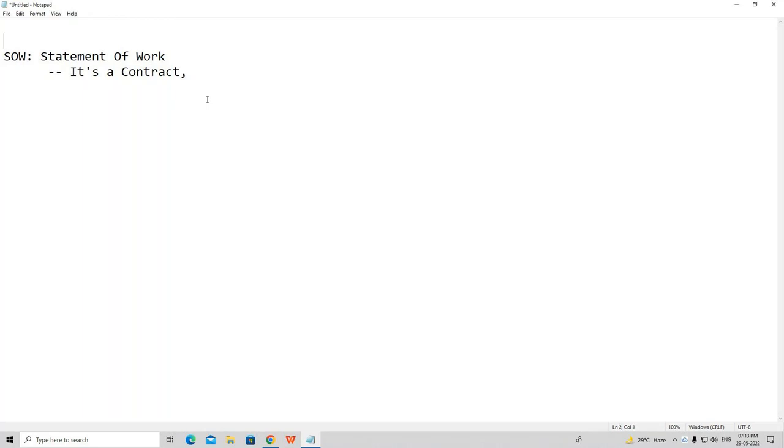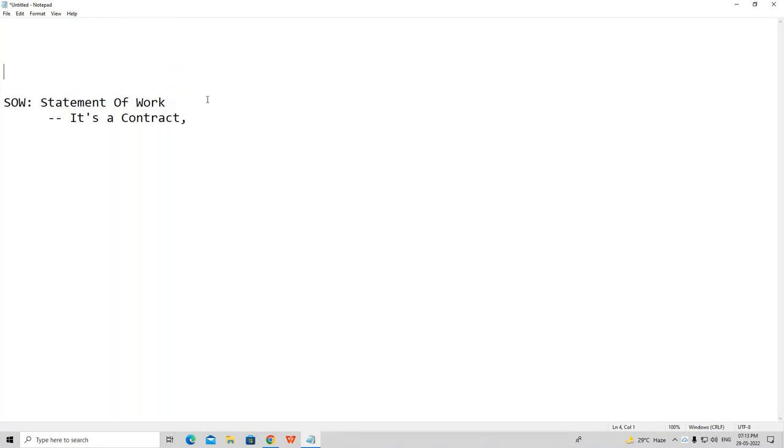Before coming to SOW, you have to talk about FG. FG means Fieldglass. Please don't think FG means anything else. FG means Fieldglass.